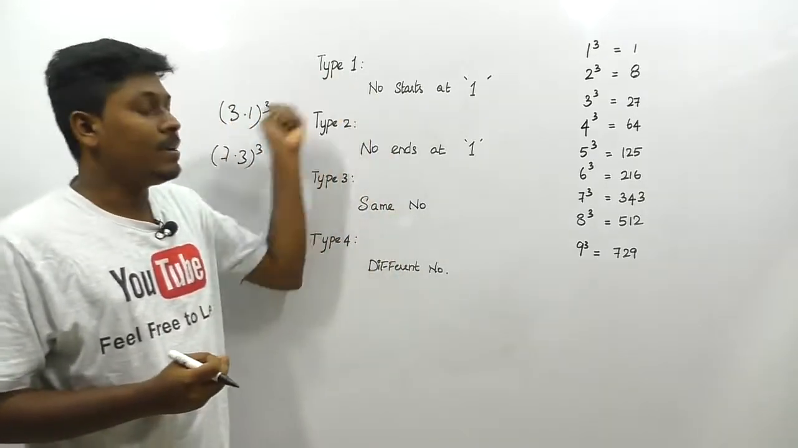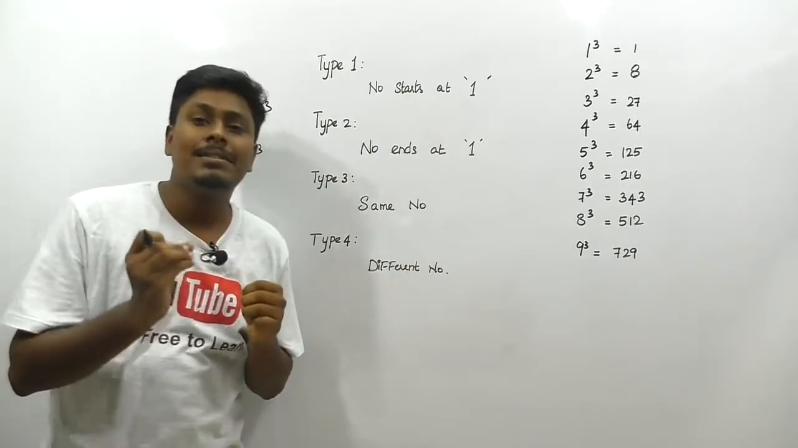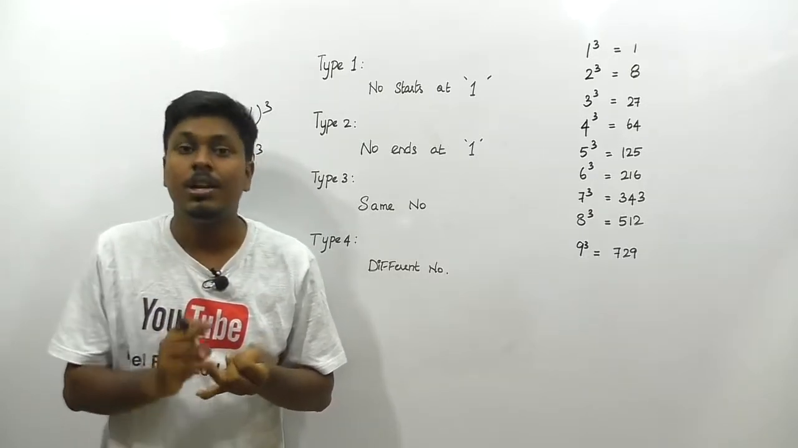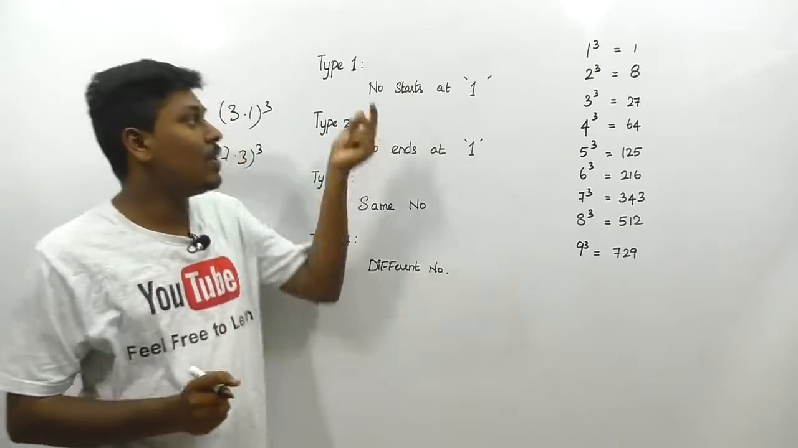Type number 1, the number that starts with 1. Got an idea, friends? The number that starts with 1. For example, 11 cube, 12 cube, 19 cube. That is called type 1.